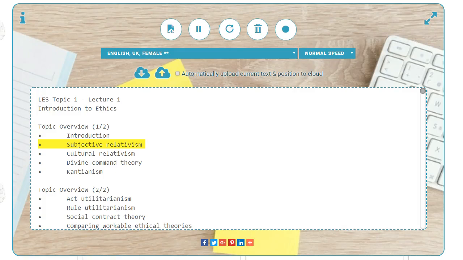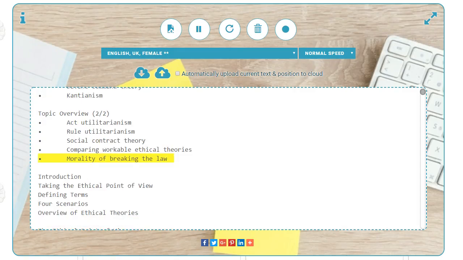Introduction. Subjective relativism. Cultural relativism. Divine command theory. Kantianism. Topic Overview 2 halves. Act utilitarianism. Rule utilitarianism. Social contract theory. Comparing workable ethical theories. Morality of breaking the law.